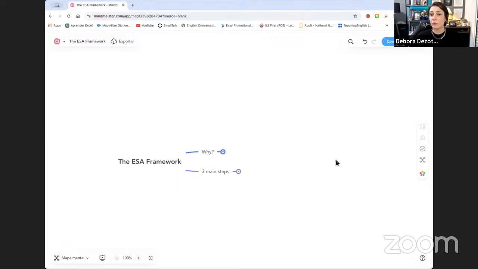So the ESA framework, the reason why we have already covered. So why use the ESA framework? Because it is both coherent and organized, yet flexible. So it gives you the ability to adapt your creativity, to adapt to your students' needs, depending on what exactly you want to cover in your lesson. So you can use the ESA framework to adapt to every different situation you have or you may have in class. And the 3 main steps.